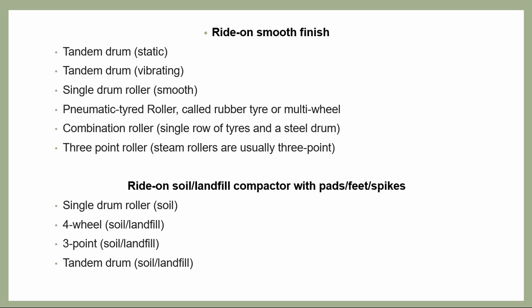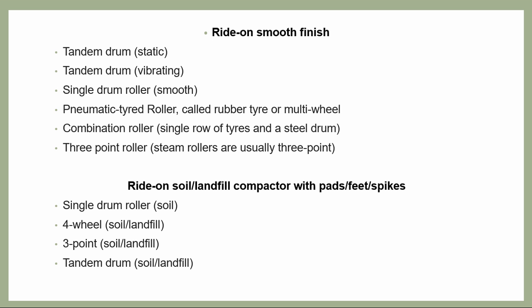Now coming to the second category, the ride on smooth finish. For smooth finish purposes, there are six types of rollers available. First one is the tandem drum, which is the static type roller. Next one is the tandem drum vibrating, which helps to smoothly finish the surfaces. Third one is the single drum roller.